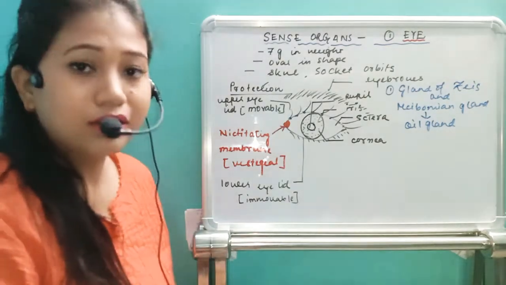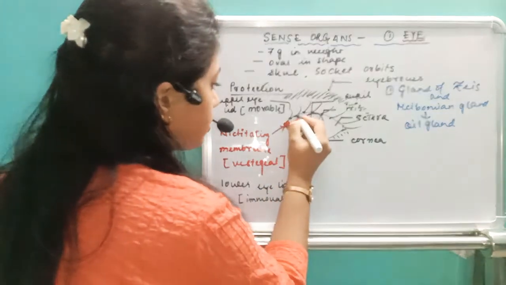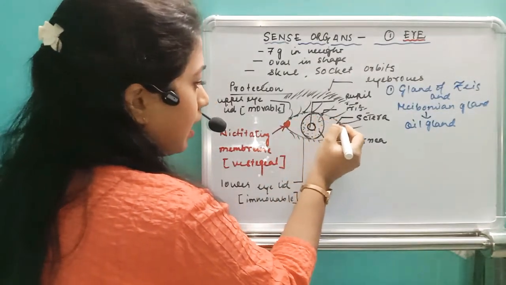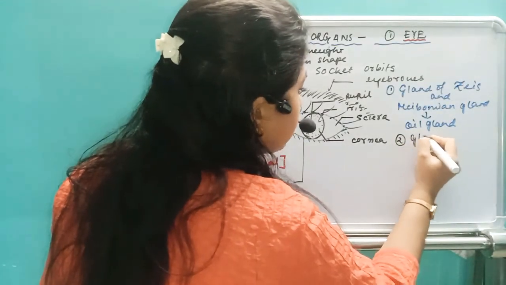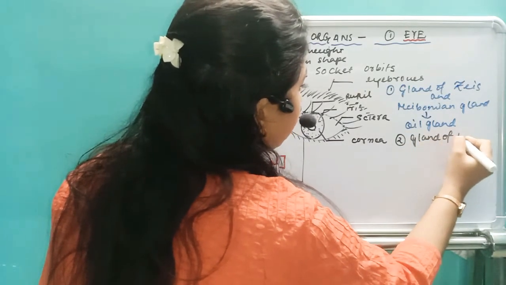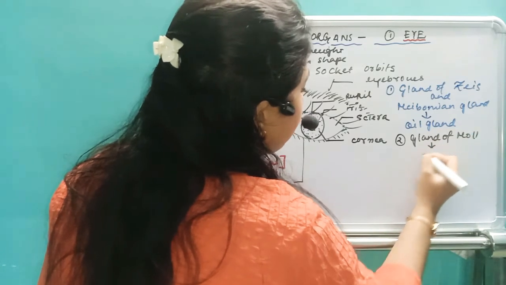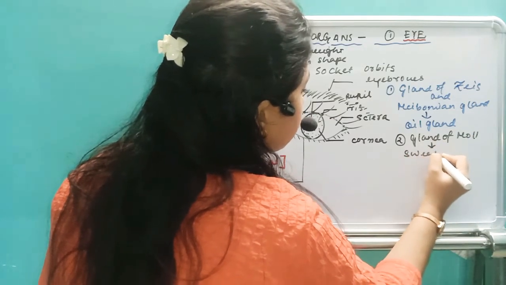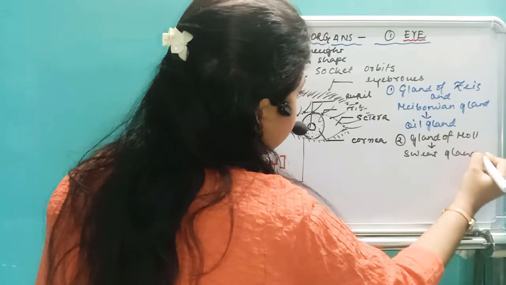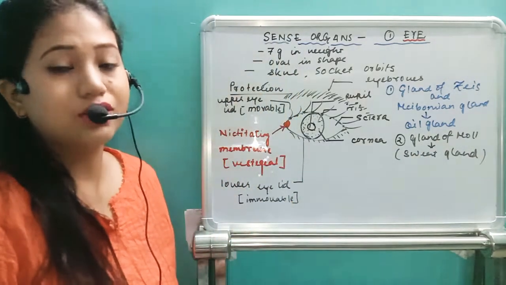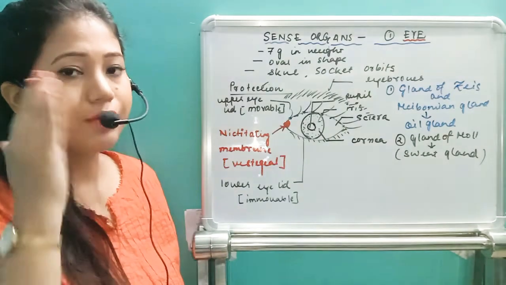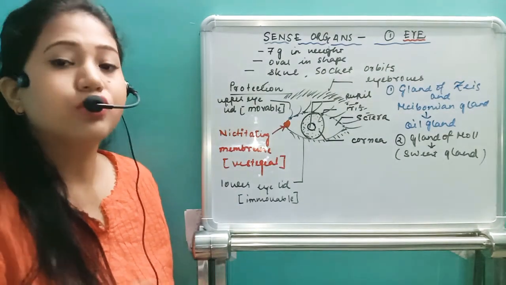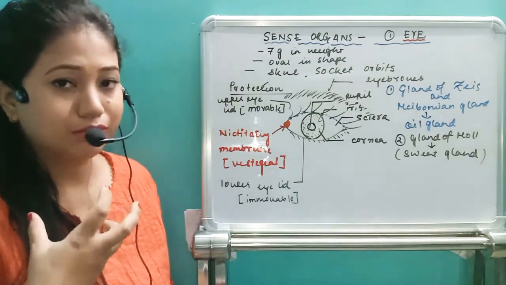Next we have another gland. Here also it is present on the eyelid surface itself. What is that? This is called the gland of Moll. This gland of Moll is actually a modified sweat gland, which is also secreting sweat on the surface of the eye to keep the eye moist.